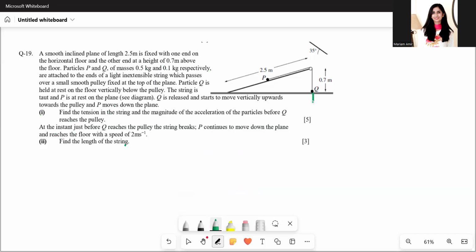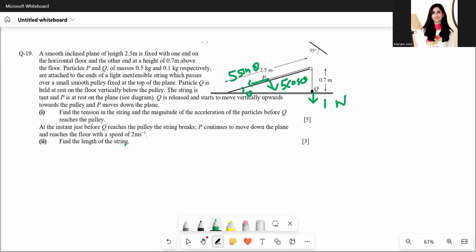So if this is Q, it has a mass of 0.1, which means a weight of 1 Newton, since weight is m times g. And P has a mass of 0.5, so it has a weight of 5 Newton, and we will be resolving its components. So in this direction, the component of weight would be 5 cos theta, and down the slope, the component of weight is going to be 5 sine theta.